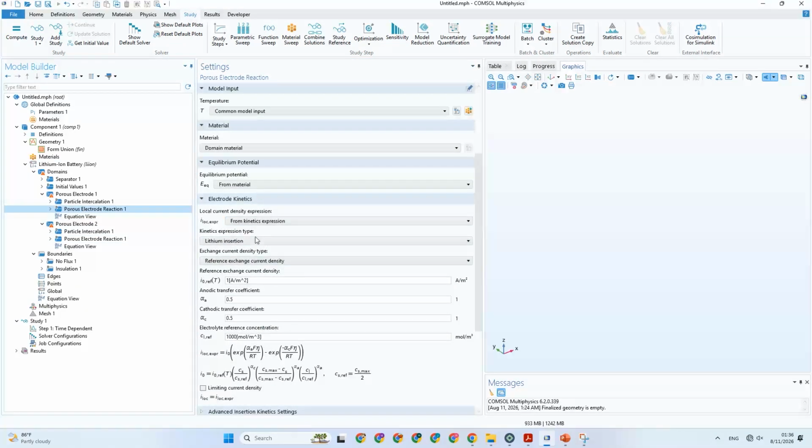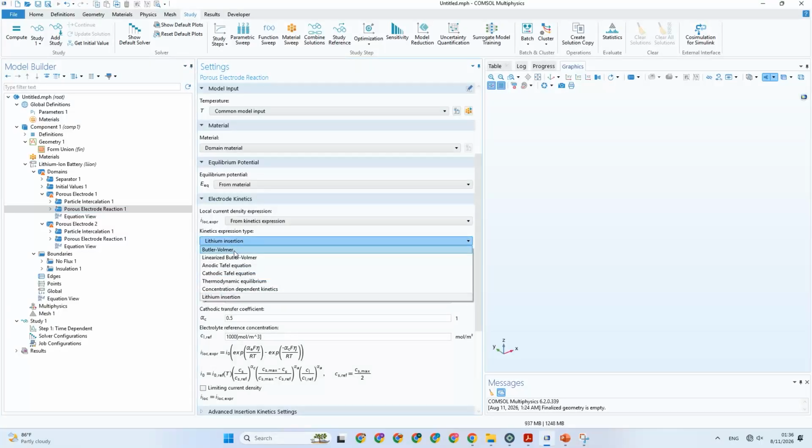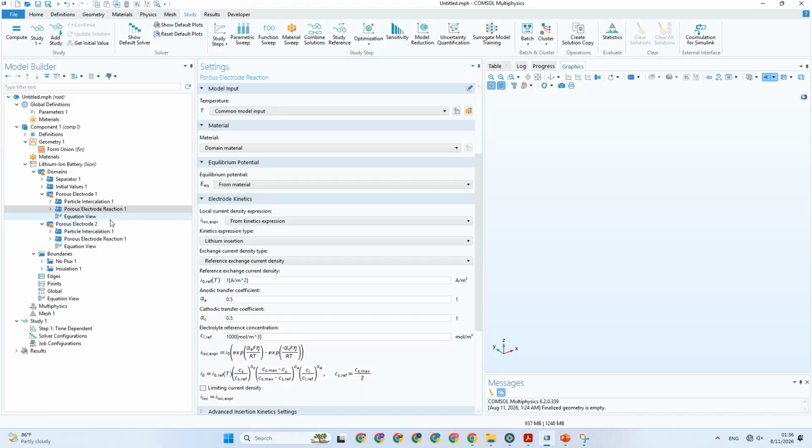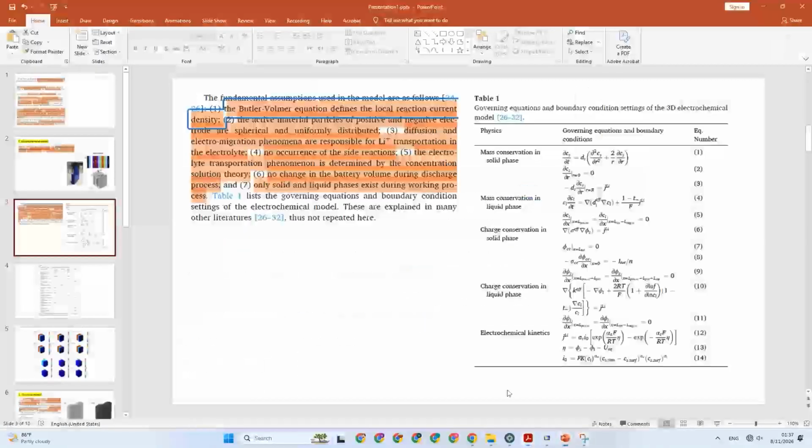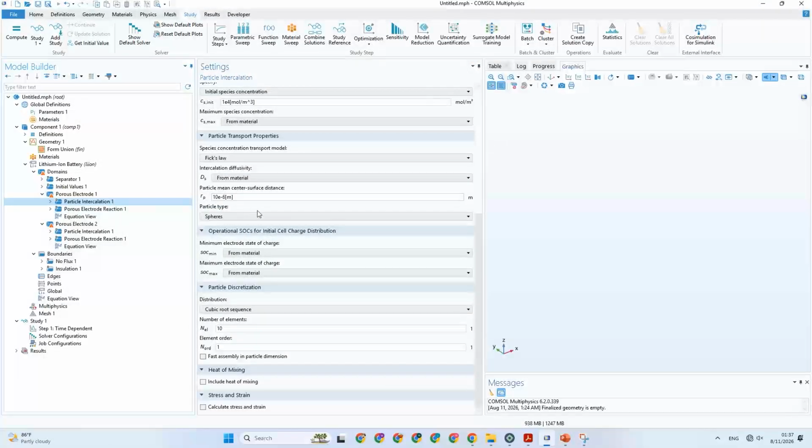And also here we have Butler-Volmer lithium insertion. Oh, very good, very good. We will find it. Okay, I go back here. Let me check all of them. Nice. We have Butler-Volmer define local reaction current density. Where is it? Butler-Volmer.